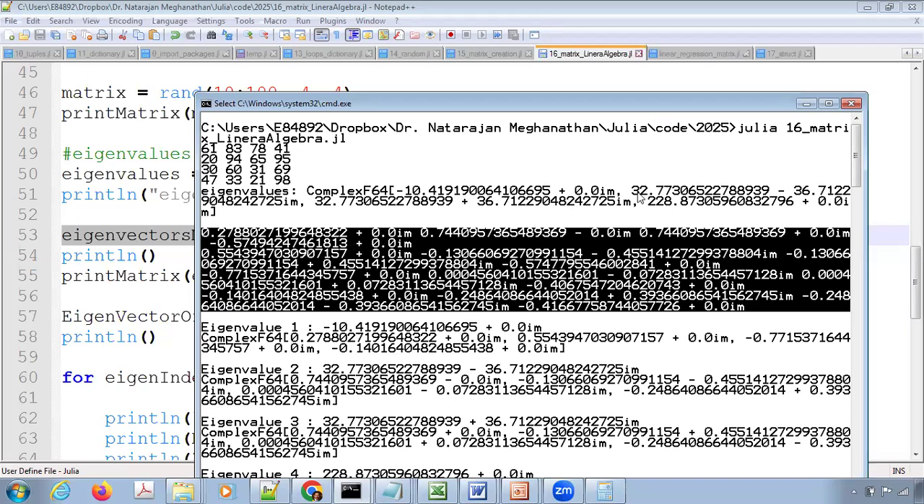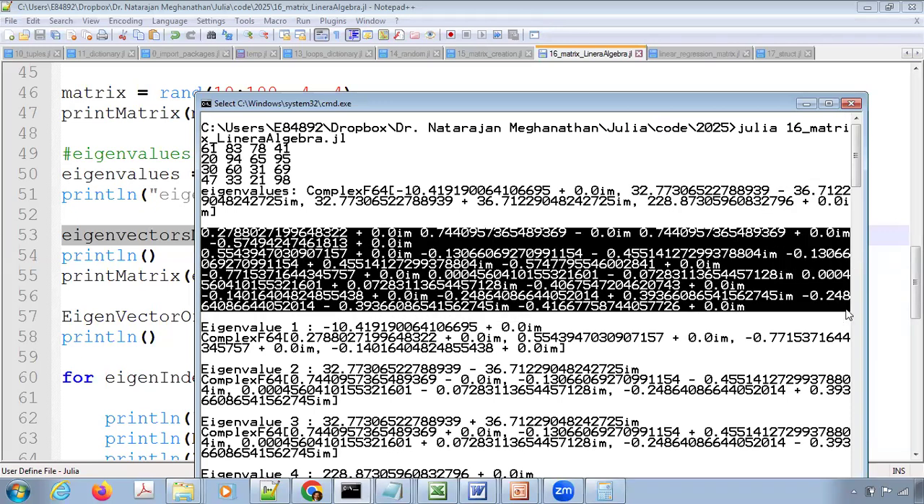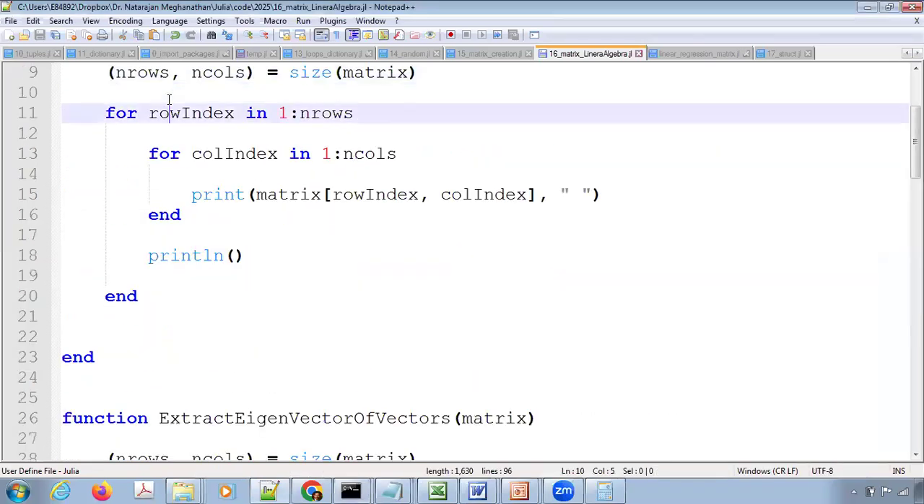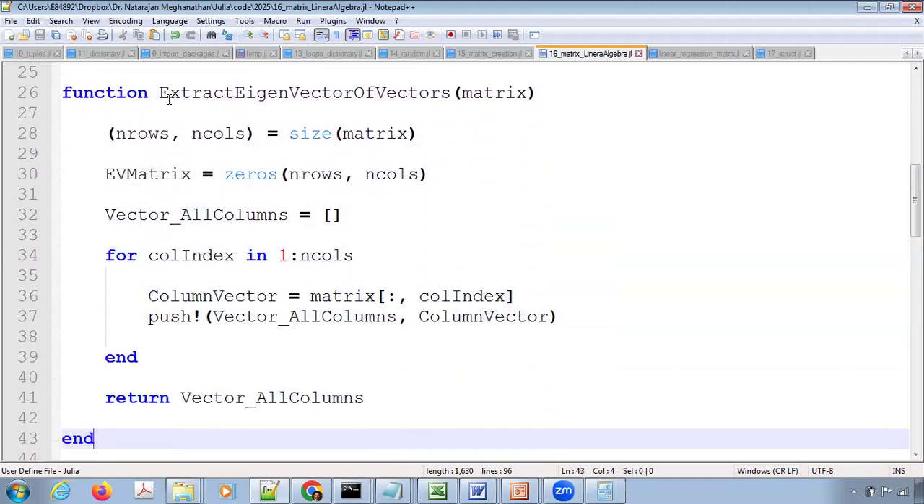If you want the eigenvector, basically the column vector corresponding to the second eigenvalue, which is 32 plus minus this imaginary part, then in this matrix, you have to pick up the second column. That would be the corresponding eigenvector. Okay, so for that, I have written a function, extract eigenvector of vectors. So basically for each eigenvalue, we want to extract an eigenvector.